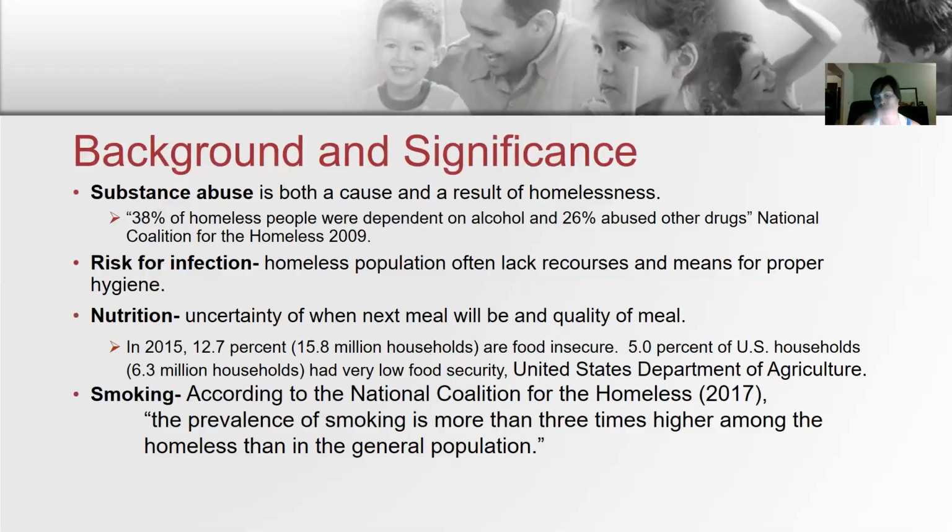Nutrition is also a problem for this population. With nutrition and meal intake, there's always uncertainty of when the next meal will be and the quality of the meal. In 2015, 12.7%, 15.8 million households are food insecure. 5% of the U.S. household, 6.3 million households had very low food security, according to the United States Department of Agriculture.